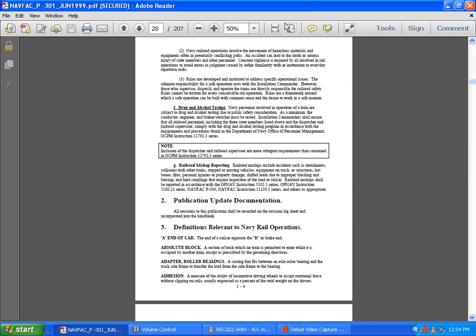Absolute block: a section of track which no train is permitted to enter while it is occupied by another train, and which is set for prescribed and governed directives.